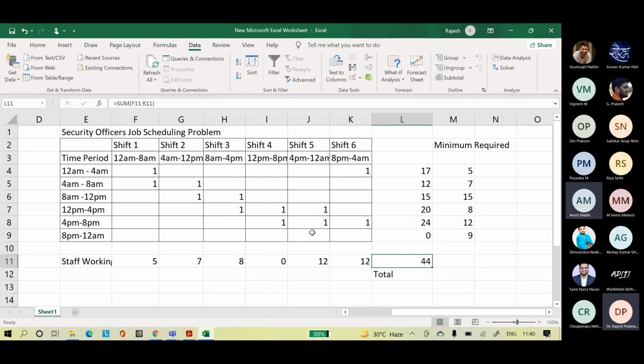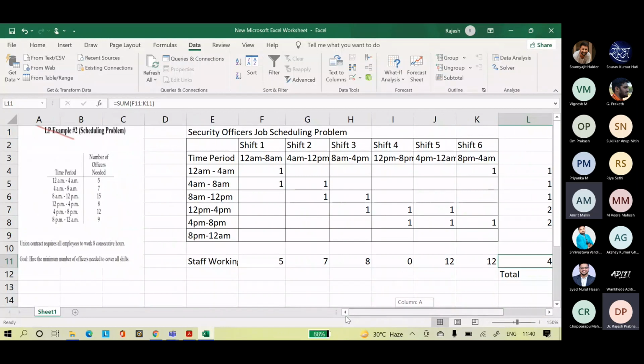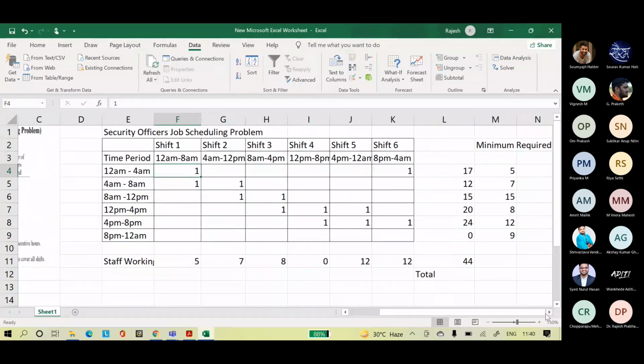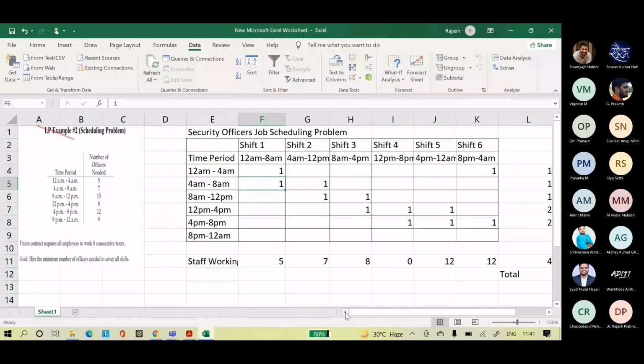Sir, can you show the solver part again? Maybe we can try it again ourselves. See, we need 5 people from 12. That's why I put 1 here. And 4 to 8, we have 7 people. That's why I put 1 here. Sir, is it people or officers? So this is the problem statement.